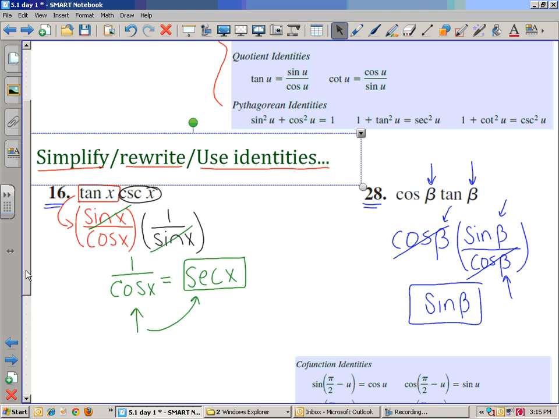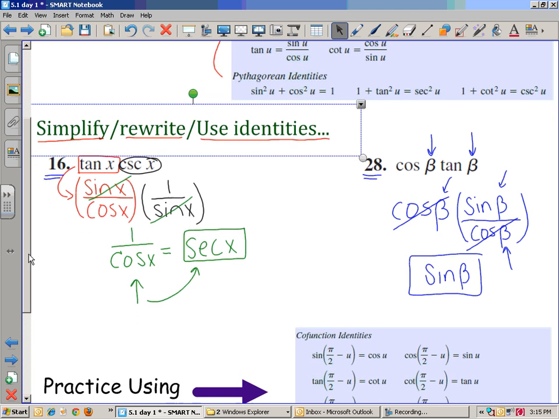So what we're doing on the first few sets, numbers 16 to 20, and then again numbers, I think it's 22 to 28, all you're doing is simplifying. So you want to rewrite, and the way you do that is you use the identities to make them look different.